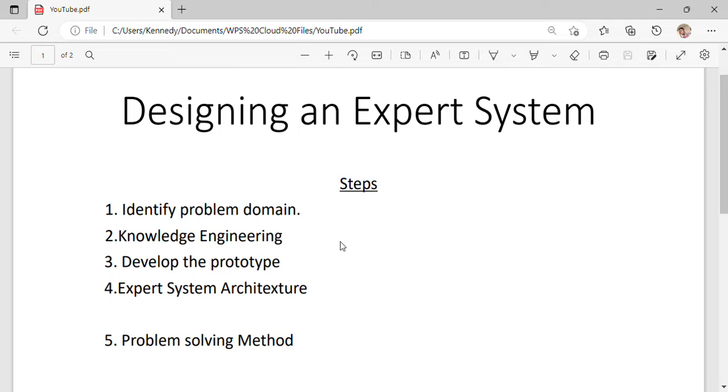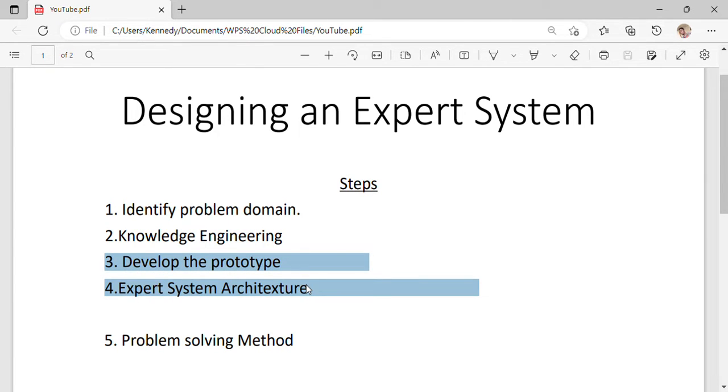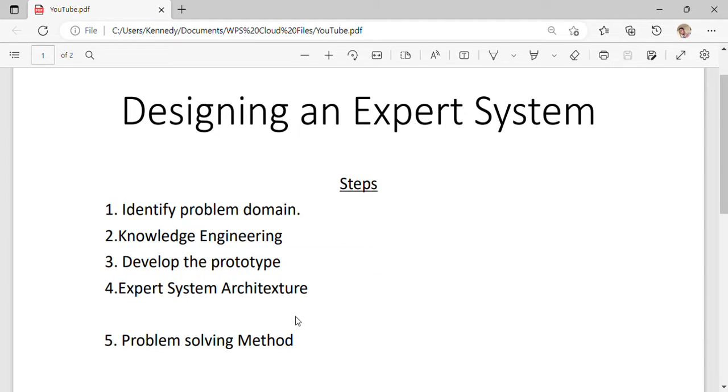Okay, so going to the third step, which is to develop the prototype. This one is just similar to the fourth one, which is the expert system architecture. But okay, let me touch on developing the prototype.